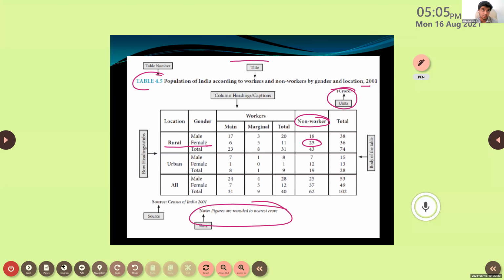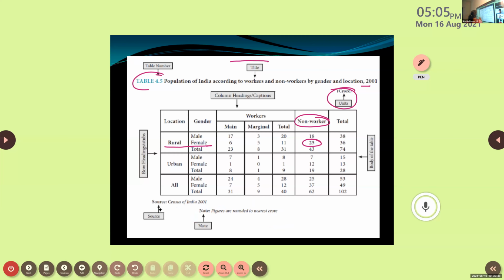Ma'am, sources are written at the bottom of the table. And if there are multiple sources, all of them should be mentioned. Here only one source is shown, that is Census of India 2001. But if you are taking data from two or three sources, all of them should be mentioned here. That is what you mean by source.